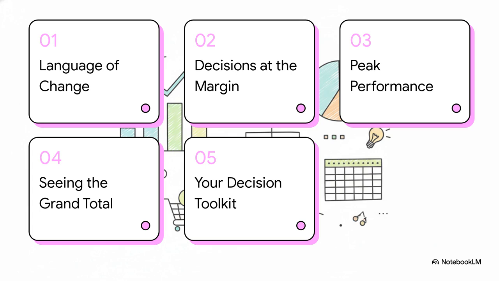So here's our game plan for today. First, we're going to talk about the language of business change. Then, we'll use that to make decisions at the margin. From there, we'll figure out how to find our peak performance. And finally, we'll zoom out to see the grand total. You can see how it builds, right? We're starting small with one tiny decision and building all the way up to the complete strategic picture.